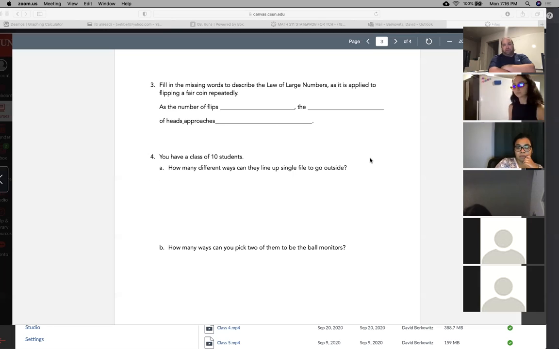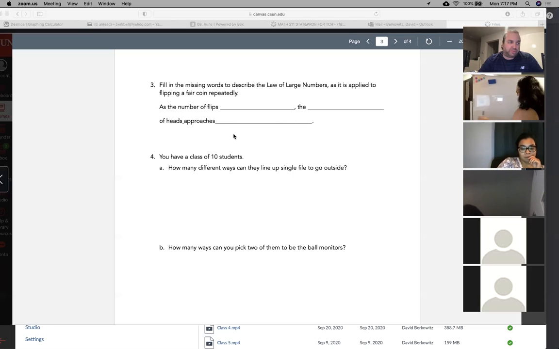It's a fair coin, so it's a 50% chance. As the number of flips increases, the proportion of heads approaches 50%. Does that make sense? Yes. If you wrote the true probability, I took off a few points because then you're not using this problem at all as it is applied to flipping a fair coin repeatedly. You're just using the law of large numbers, but it's also for flipping a fair coin.